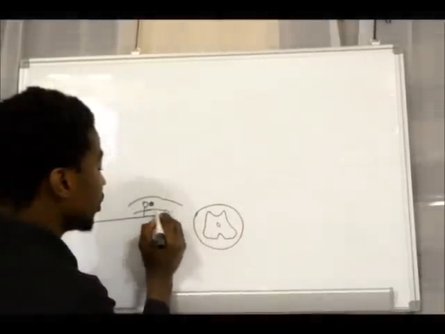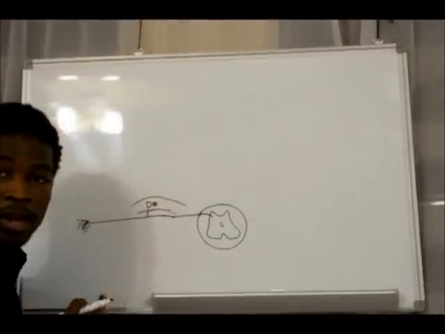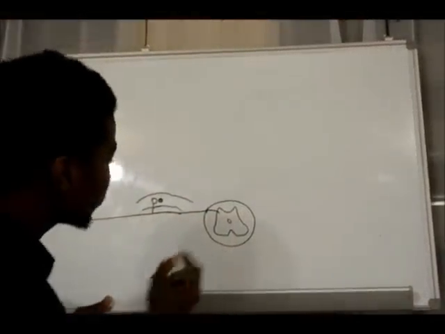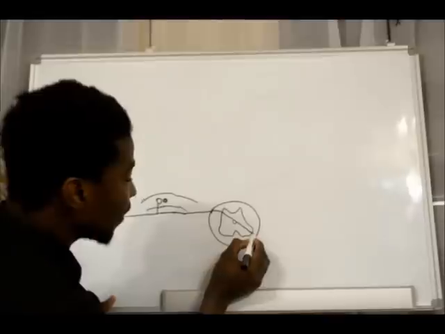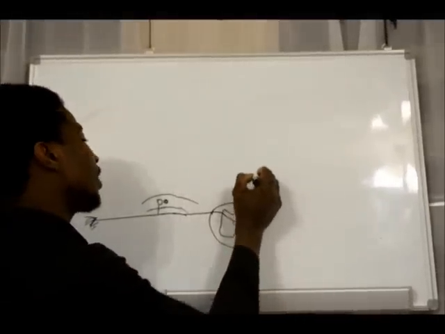It continues where? The central process continues to the dorsal horn. Yeah? In the dorsal horn, what happens? It crosses over to the other side and ascends as the spinothalamic tract.